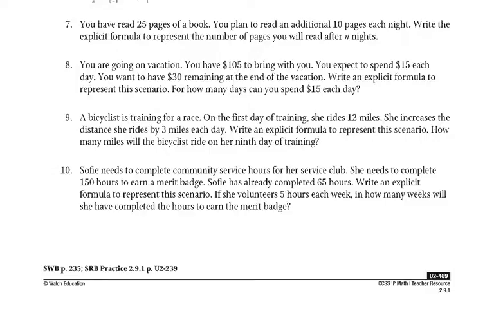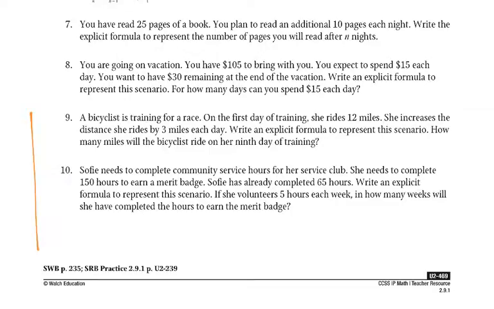Alright. So, number 9. A bicyclist. Oh my goodness. I can't pronounce that word right now. This is kind of freaking me out. A cyclist, I'm just going to say it that way, is training for a race. On the first day of training, she rides 12 miles.